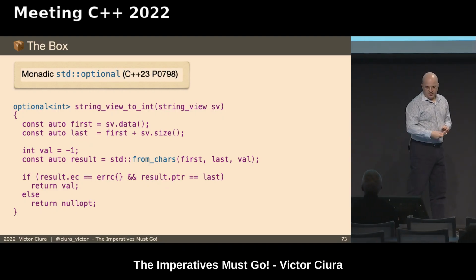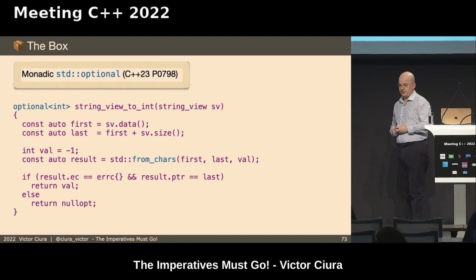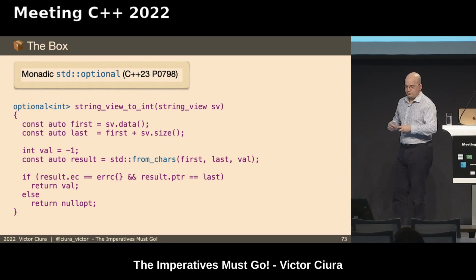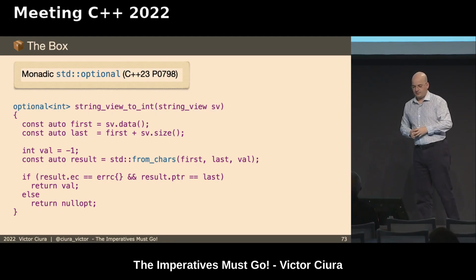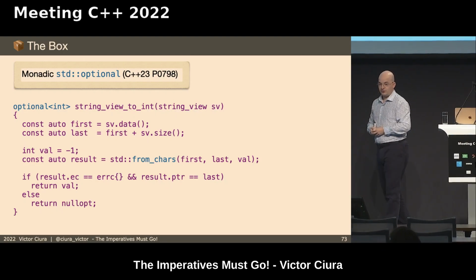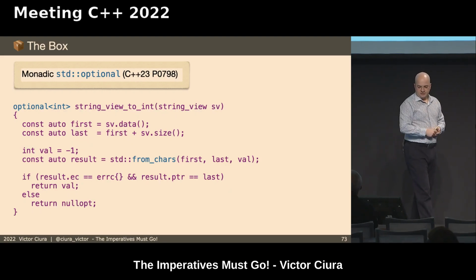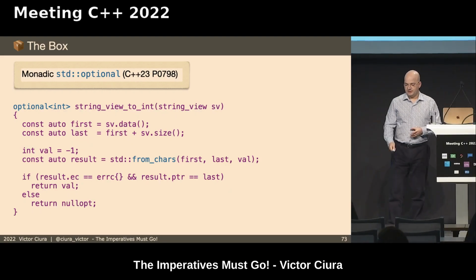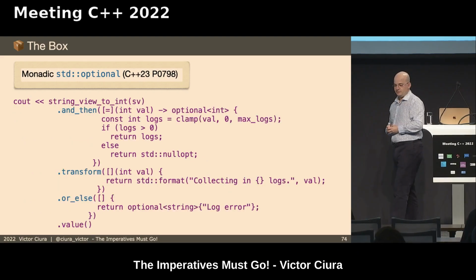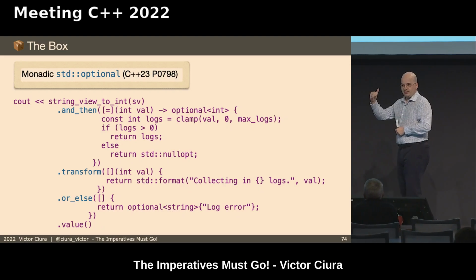So let's say we have a string view to int function here, where we're trying to do a type conversion, and we're getting a buffer, and we're trying to convert it to integer if we can. And inside, we're using the from chars API. Don't worry about the error handling and the details there, not important. What I care about is the processing pipeline.